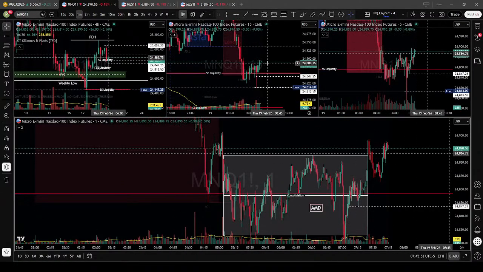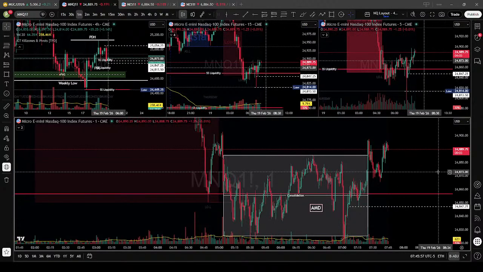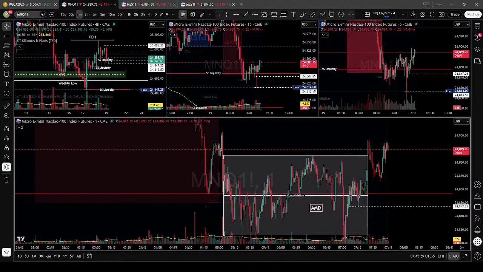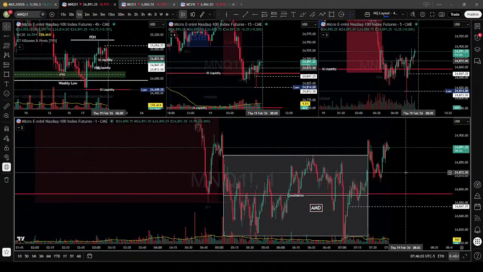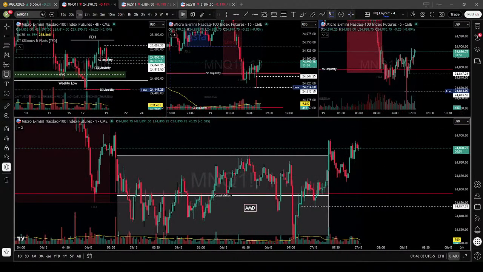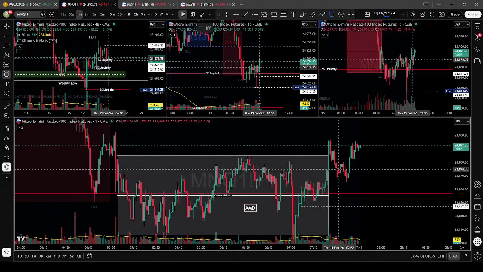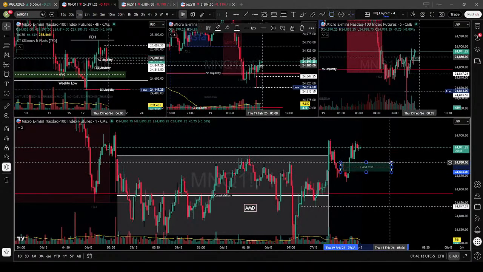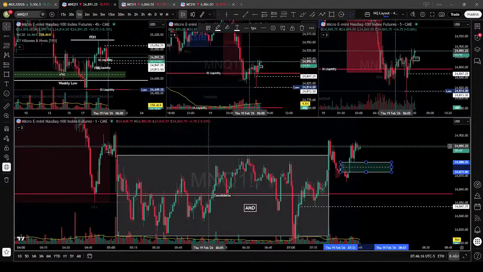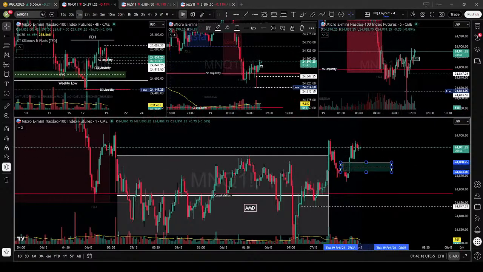Now that 15 minute has closed slightly higher than this. Not strong, slightly higher than this. Very good.